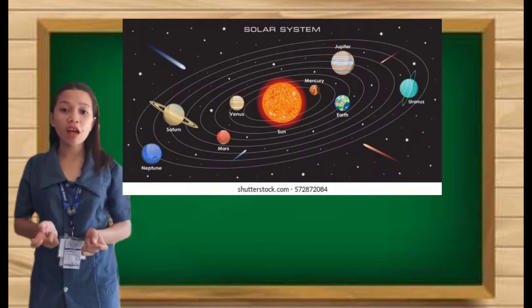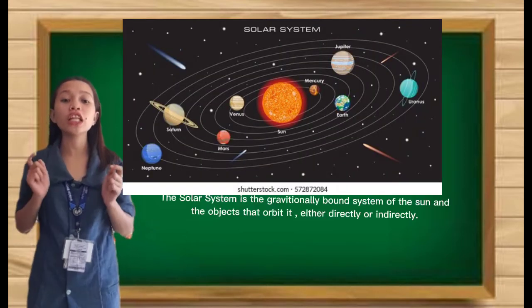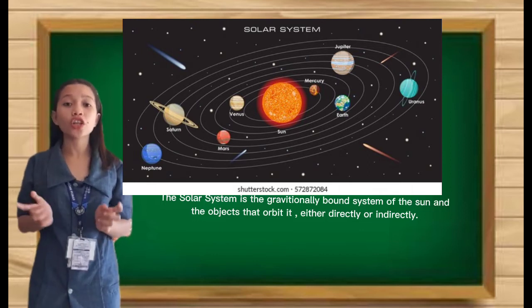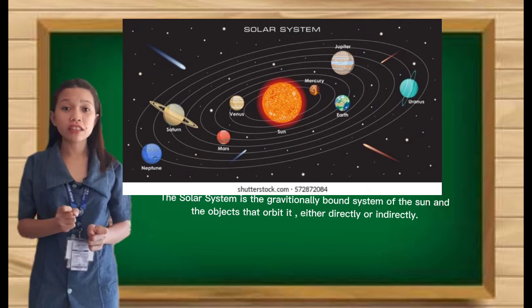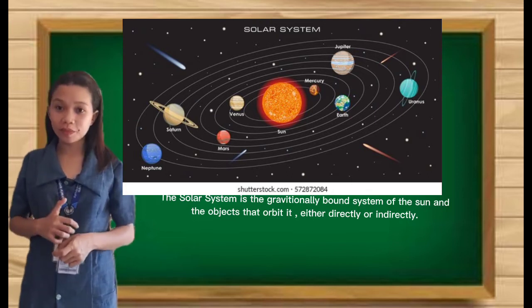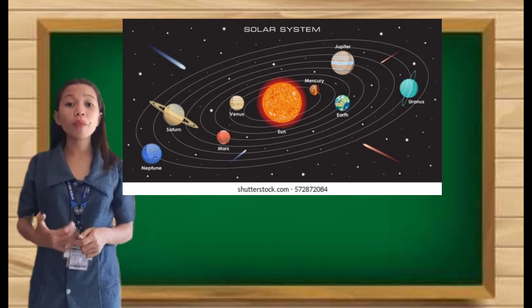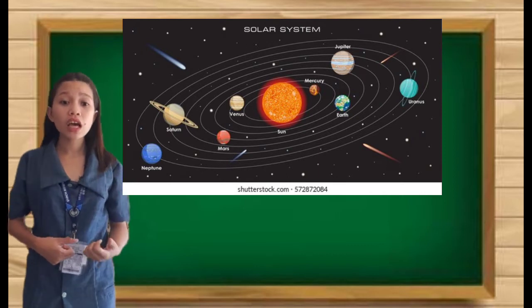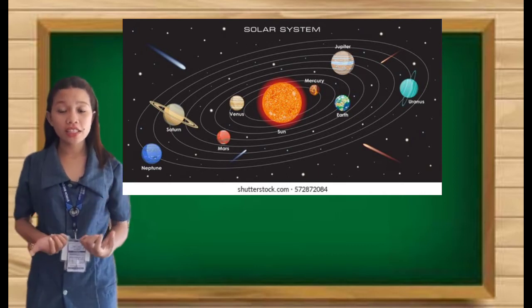The solar system is the gravitationally bound system of the Sun and all the objects that orbit around it, either directly or indirectly. The sun is orbited by planets, asteroids, comets, and other things.